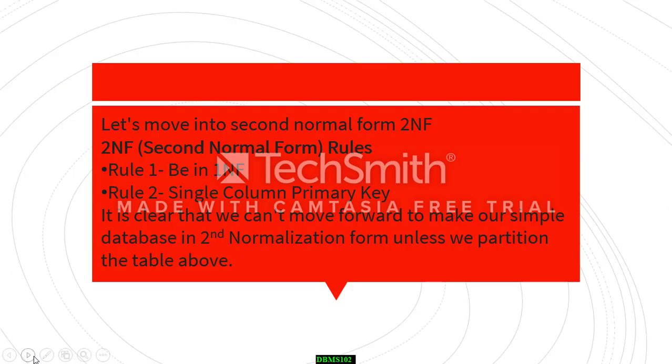So let's move into second normal form. Second normal form rules: row number 1 will be in first normal form, and the second rule is a single column primary key. It is clear that we can't move forward to make our simple database in second normal form unless we partition the table above.